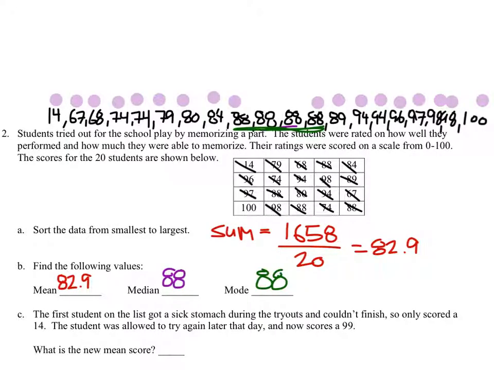The first student on the list got a stomachache during the tryouts and couldn't finish, so only scored a 14. The student was allowed to try again later that day and scored a 99. So we're going to go in and replace that 14 with 99.